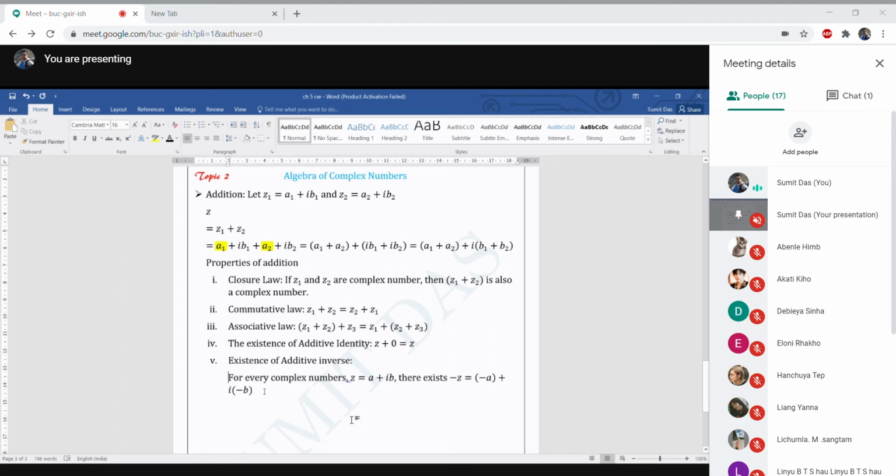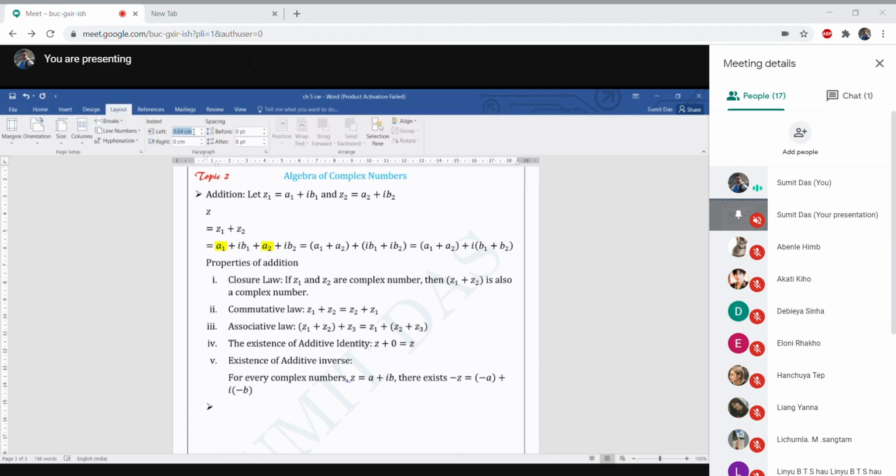Next we move on to the subtraction. How to do the subtraction? Let's copy this one and same thing.